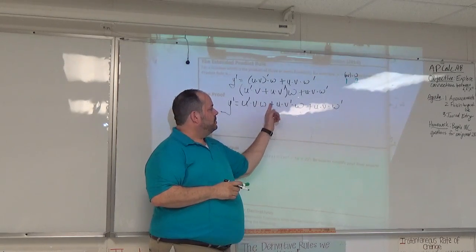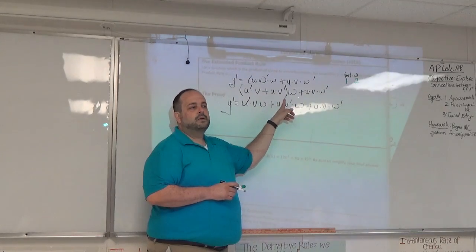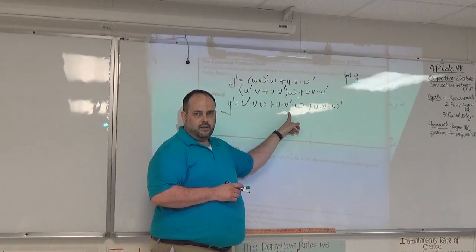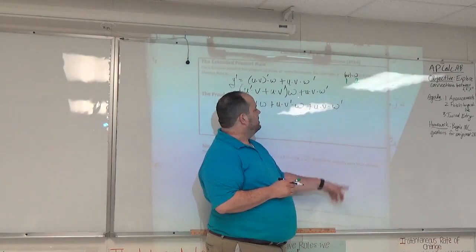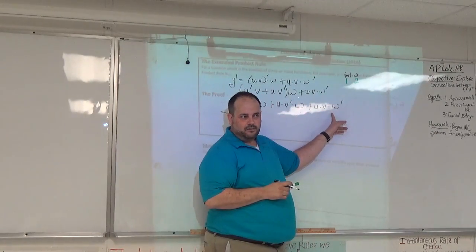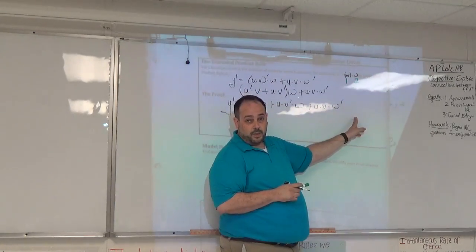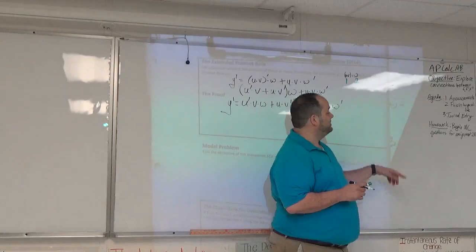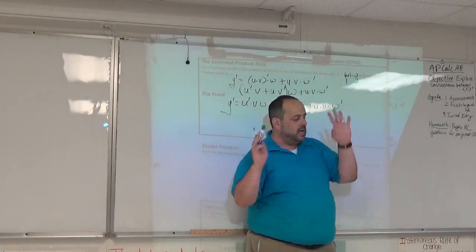Plus, the first one gets left alone, derivative of the second, leave the third and fourth alone. Plus, the first 2 get left alone, derivative of the third, leave the fourth alone. Plus, leave the first 3 alone, times the derivative of the fourth. Everybody good? Good. All right.